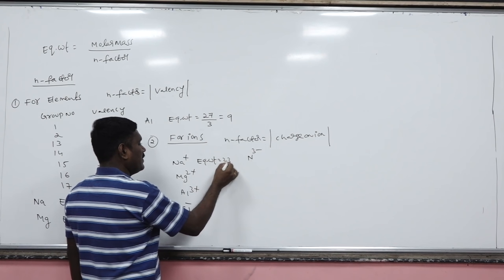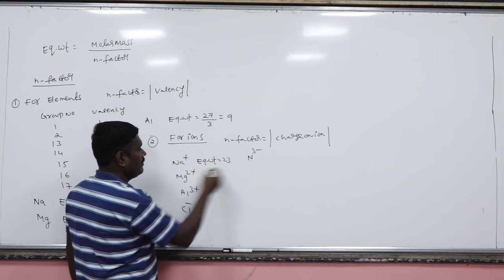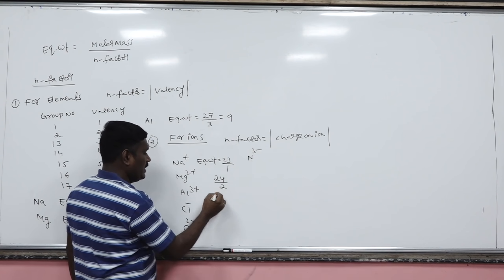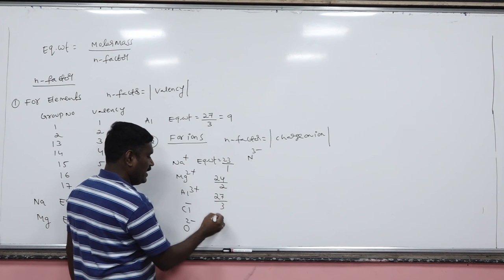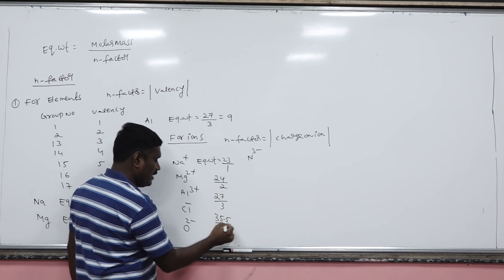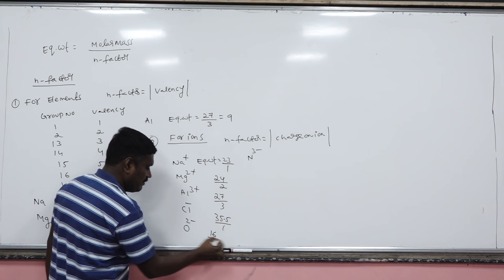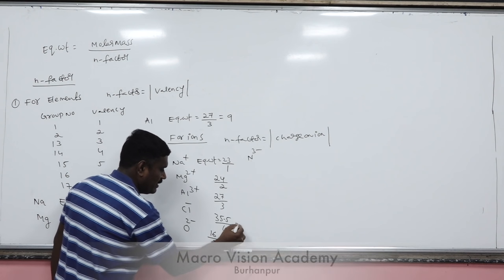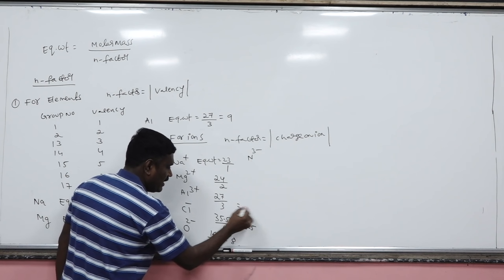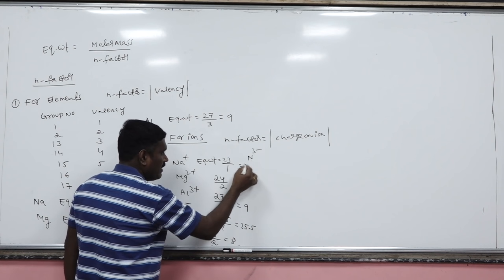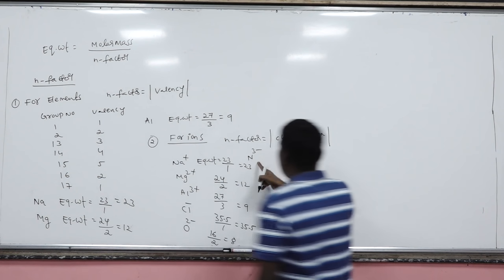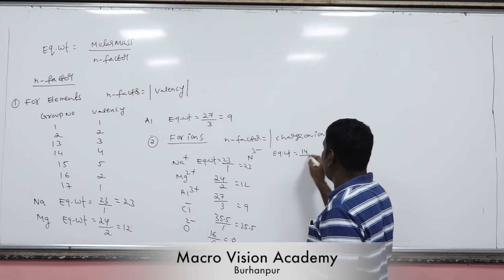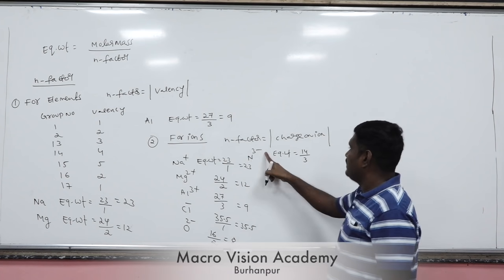Now, what is the equivalent weight of sodium ion? We have to take the atomic mass of sodium by the charge on the species. Here 24 by 2. Here 27 by 3. Here chlorine atomic mass 35.5 by 1. Oxygen atomic mass 16 by valency 2, that is the charge on the species. So you will get 8 here. Here 35.5. Here 9. Here 12. Here 23. Now come to nitrogen. Nitrogen in the form of nitride, atomic mass of nitrogen 14 by charge on the species.